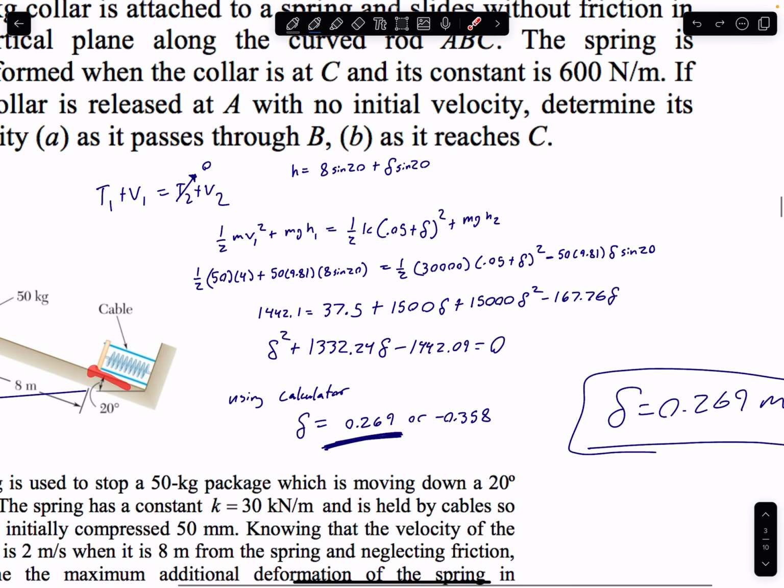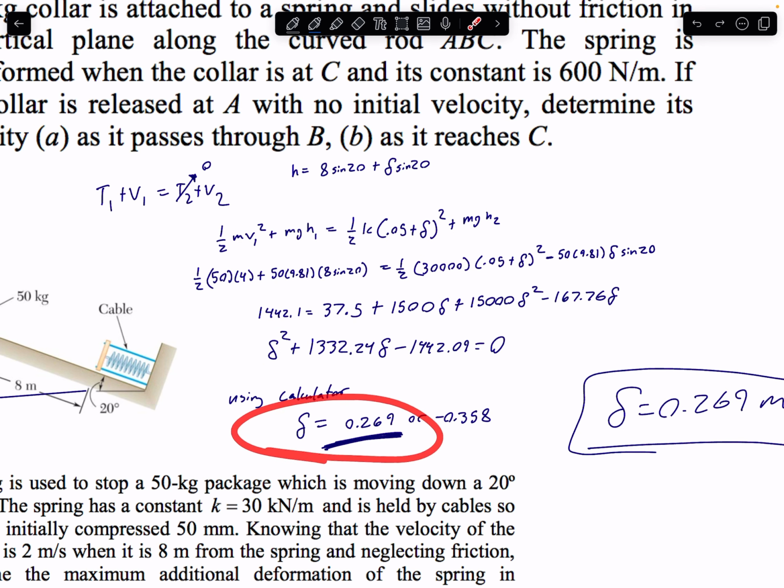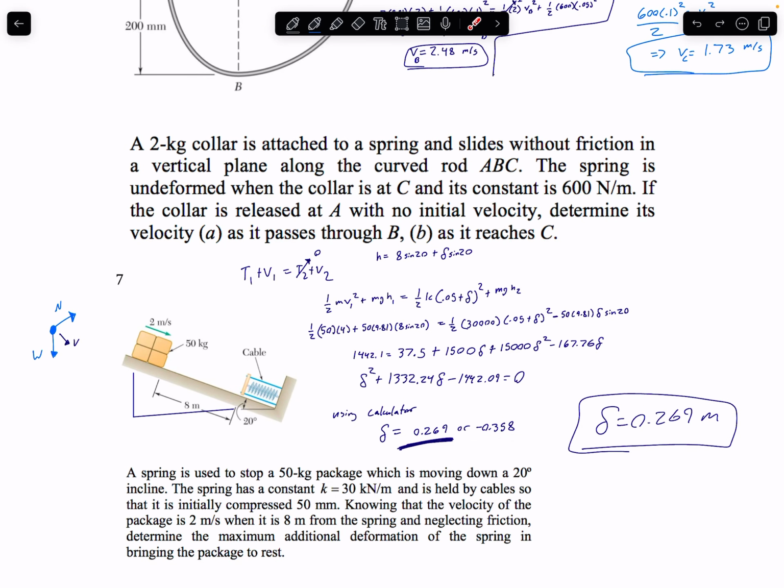But that is equal to, what is it? Mass times gravity times the distance traveled, or height traveled, which is equal to delta sine 20, because there. So, yeah. And then at this point, we have everything besides delta. And so we do a bit of algebra, and I used a calculator here, but we get that delta is equal to 0.269 meters, or negative, but it's not going to move up that way at all. It's moving this way. So we know that it's 0.269 meters.